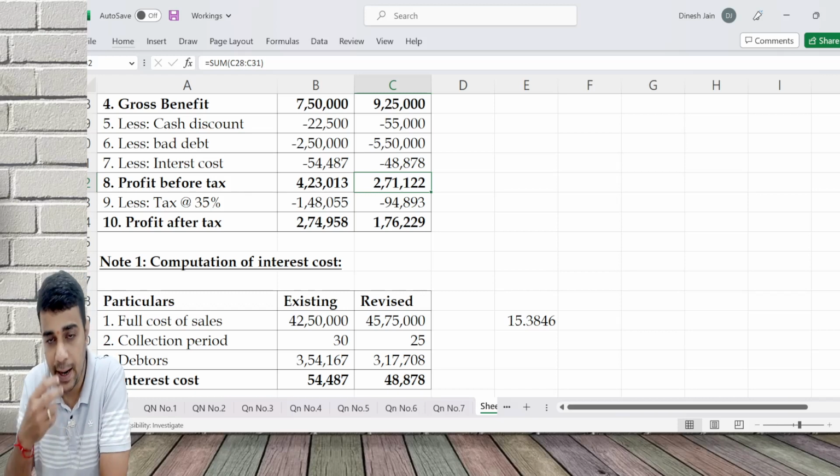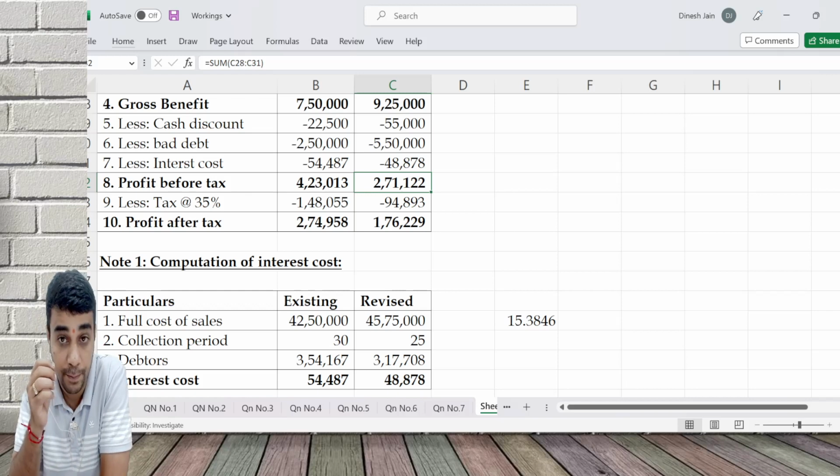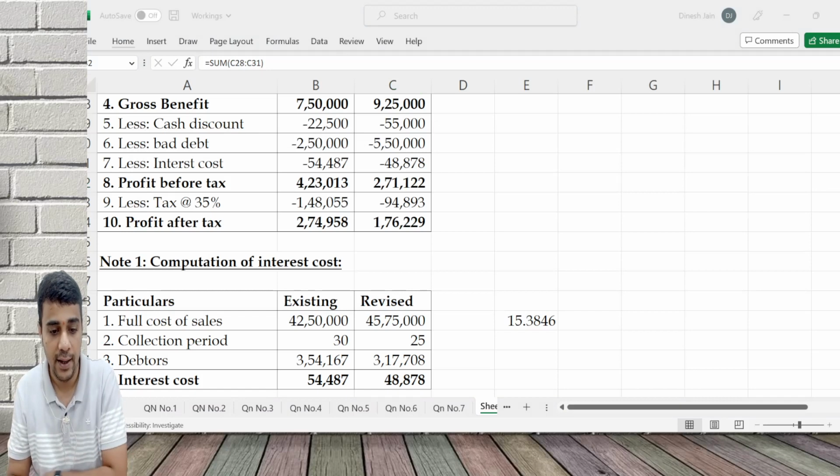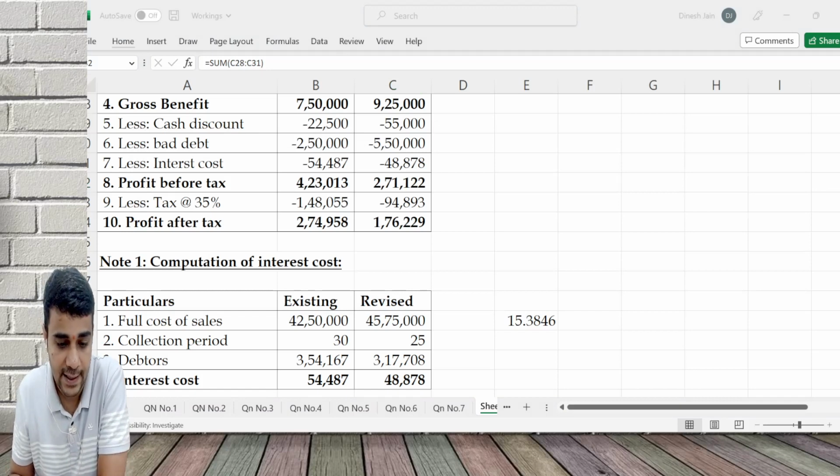So you can subtract it before tax also. You can subtract it at after tax also. If you subtract it at before tax, then it is not 10%. It is 10 divided by 1 minus tax rate, because 10 is the after tax cost. Pre-tax is PAT, that is the after tax rate, divided by 1 minus tax rate. You will have to do that and then get to this number.